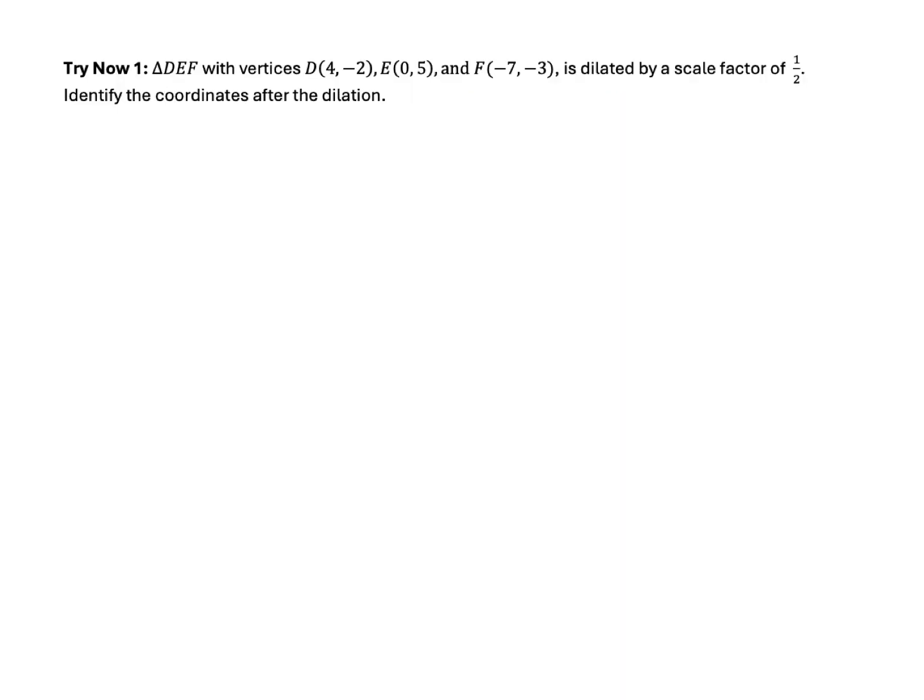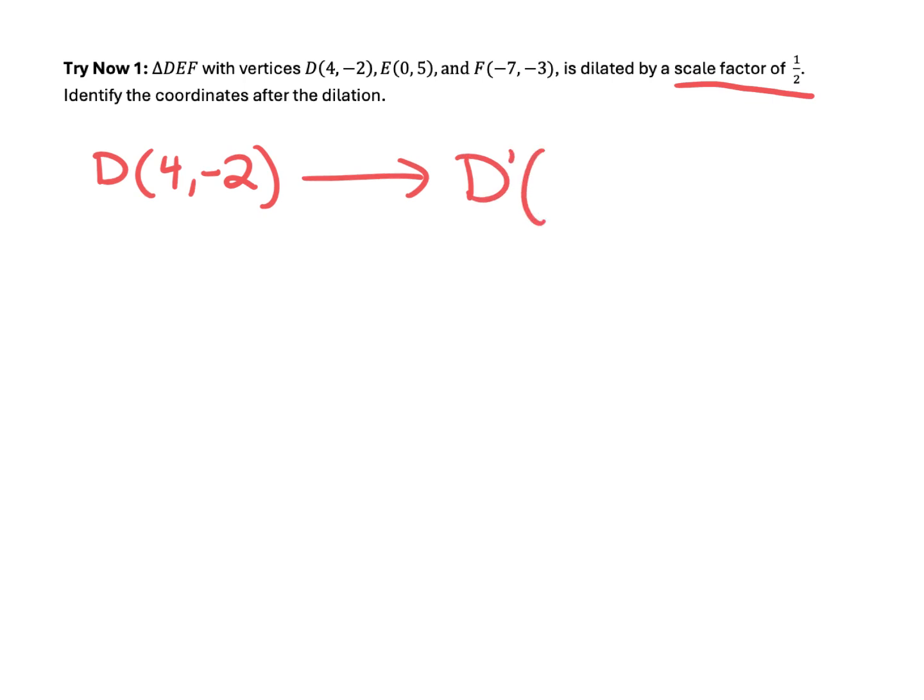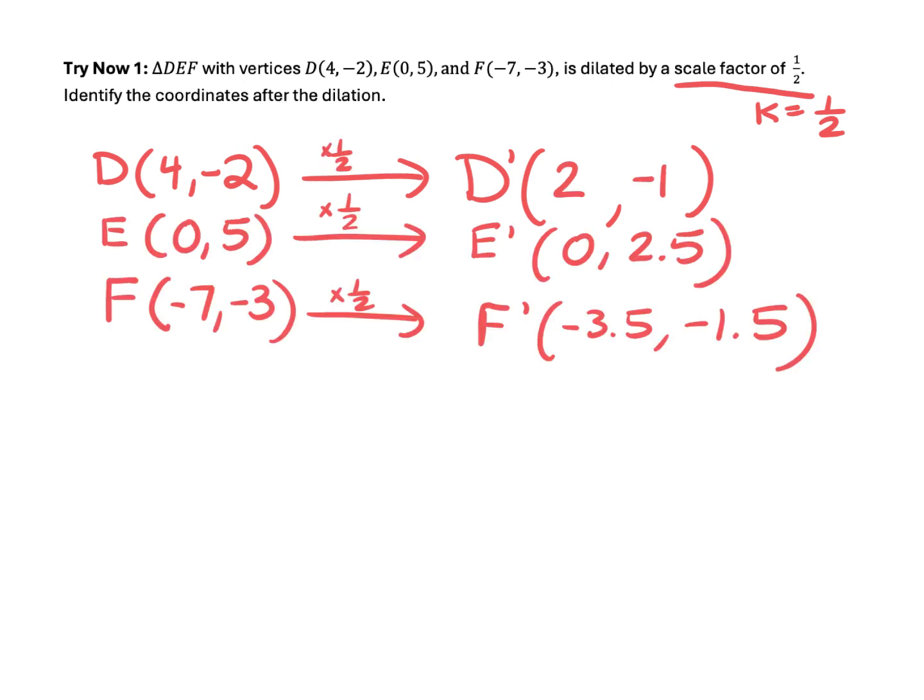Here's a try now. You are going to perform a dilation with a scale factor of 1/2. You don't have to make the graph, you just need to find the new points. So D at (4, -2). I just want you to figure out what the coordinates of D prime are if you apply the scale factor of 1/2. I'm going to have you pause the video now and try this on your own. When you hit play again, the answers will be posted. Please pause now. Okay, here are your solutions.